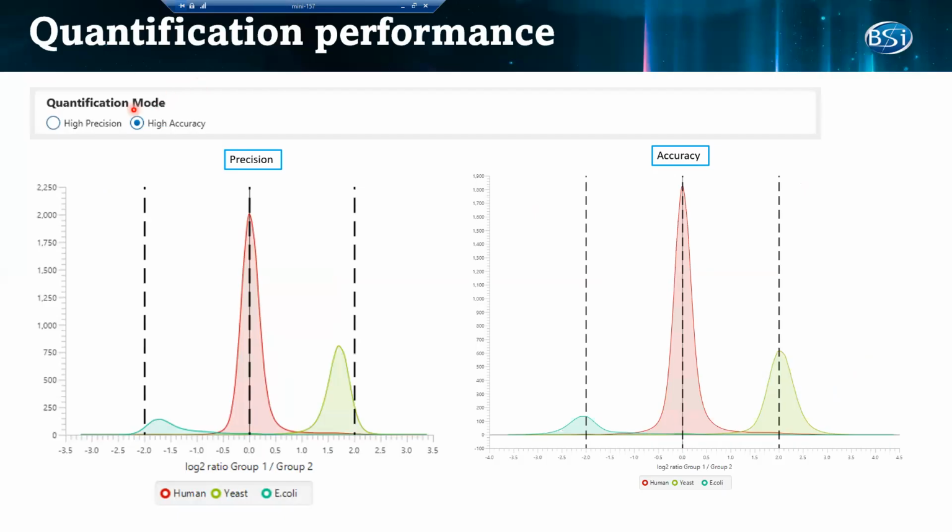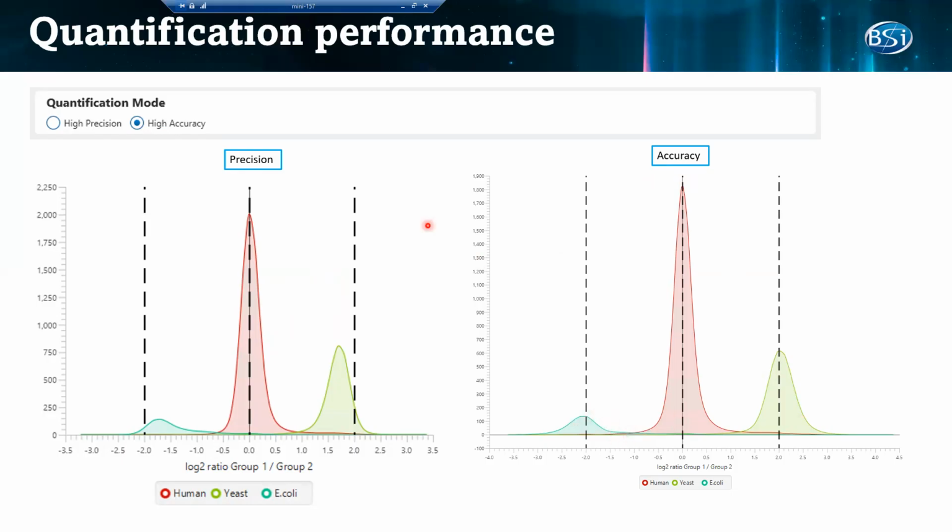Also, we now have two modes for quantification: the precision mode and the accuracy mode. What's the difference between these two modes? Here is the example. This is a classical HYE data set, so we know the ratios for the human, yeast, and E. coli. It's clear that if I use the accuracy mode, the final ratios for human, yeast, and E. coli are close to the real ratios. This result is very correct.